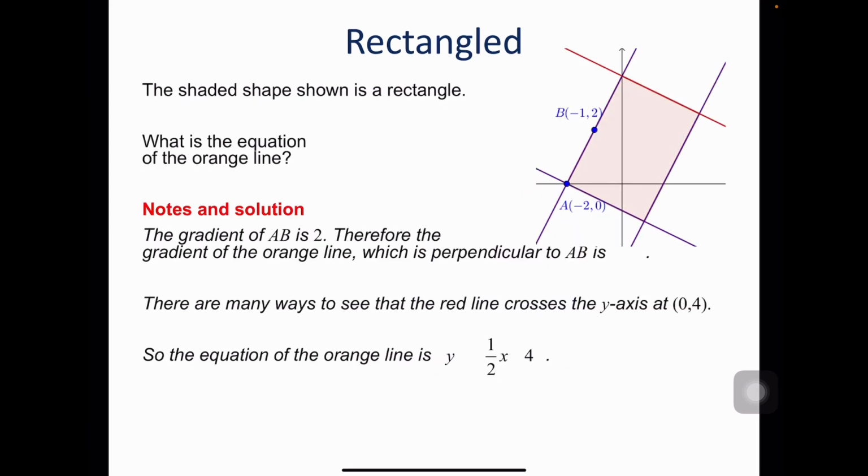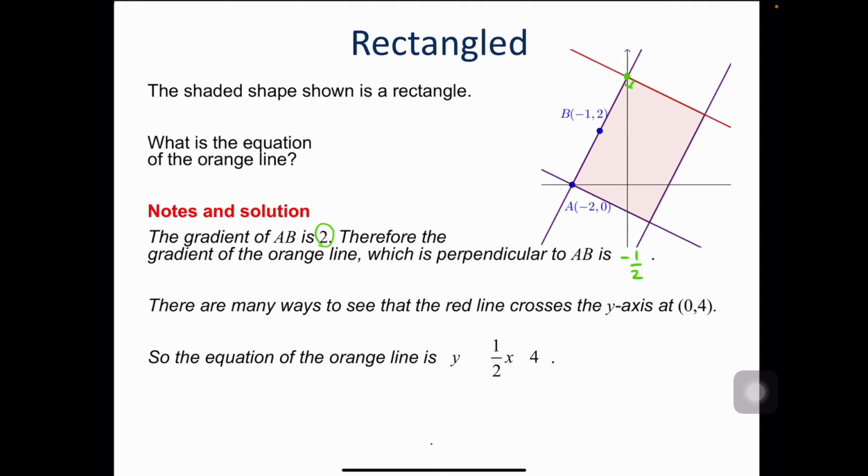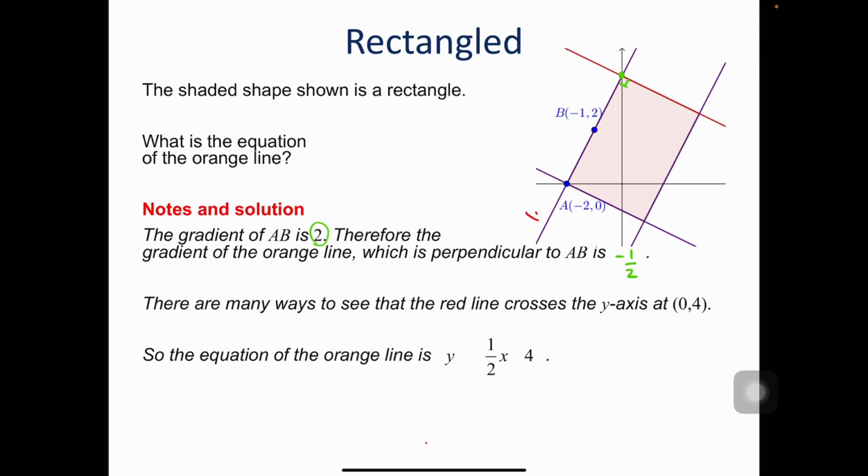So the answer is here. The gradient of AB is 2. So the gradient of the orange line, which is perpendicular to AB, and that's why I drew the right angle, is going to be negative 1 over 2. Now I don't have enough information to work out the equation of the orange line just yet. I only know the gradient, so I'm going to use this purple line. So I know the gradient is 2.